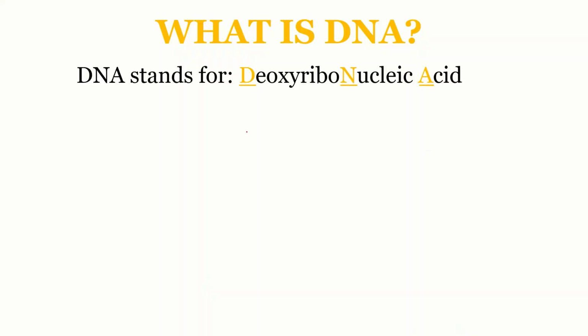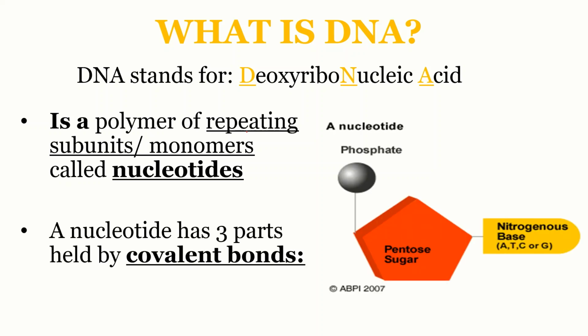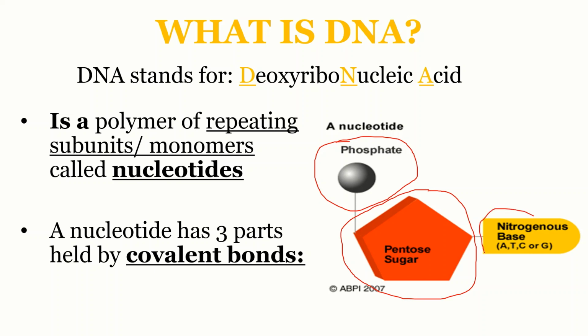DNA stands for deoxyribonucleic acid. It's a polymer of repeating subunits, or monomers, called nucleotides. The nucleotide has three parts: a phosphate, a 5-carbon sugar, deoxyribose, and a nitrogenous base, which can be A, T, C, or G. And these are bonded together by covalent bonds there and a covalent bond there.